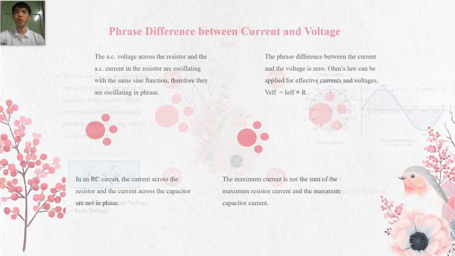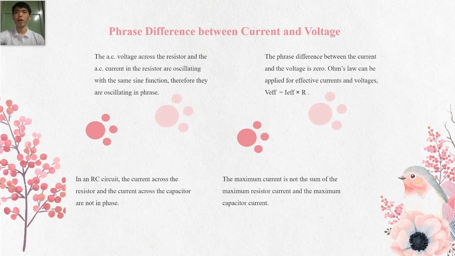For the phase difference between current and voltage, the AC voltage across the resistor and the AC current in the resistor are oscillating with the same sine function. Therefore, they are oscillating in phase. The phase difference between the current and the voltage is zero. Ohm's law can be applied for the effective current and voltage.